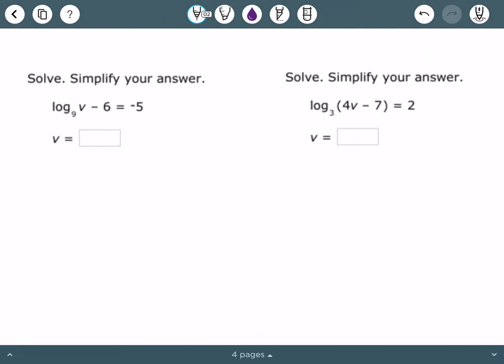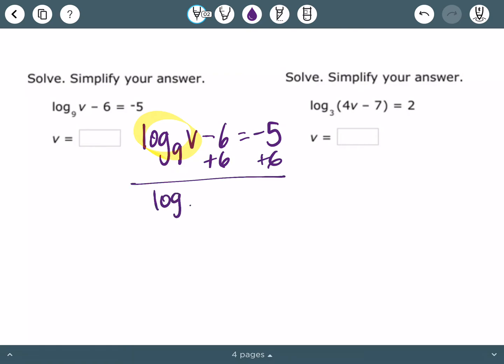Let's look at a couple slightly more difficult problems, but it doesn't get much more difficult. Right, so we have this guy here. I want to get my log by itself. I would never want to do anything with it until it's by itself. So I'm going to go ahead and add 6 on both sides. It's going to give me log base 9 of v equals positive 1, since negative 5 plus 6 is positive 1.